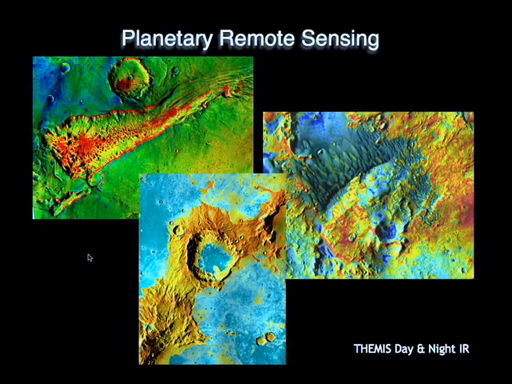These are some examples. I won't go into them, but these are some of the examples of the infrared mapping that we're doing on Mars. And again, I think it's a sad statement to say that we probably have better data on the composition and the physical nature of the Martian surface than we do of the Earth, simply because we've flown more sophisticated instruments to Mars than we've flown to the Earth.